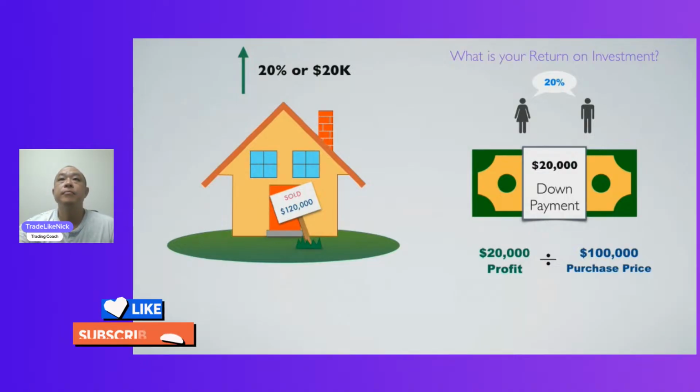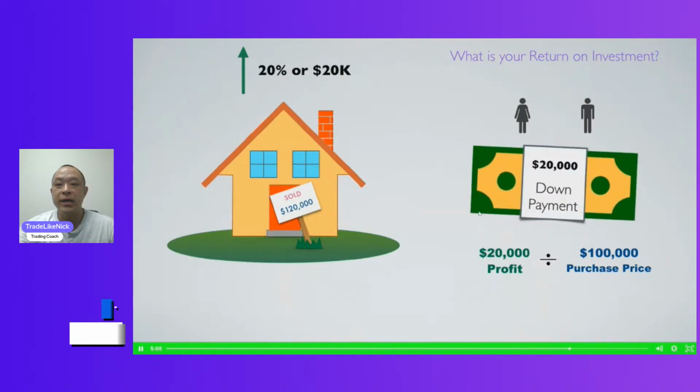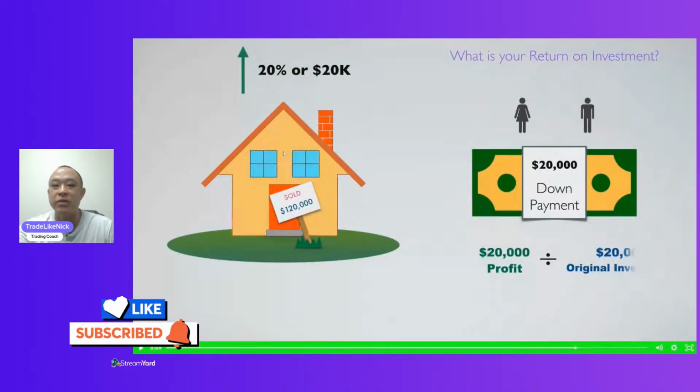But this is incorrect. Since you only put down 20%, or $20,000, and borrowed the rest from the bank, your original investment is only $20,000. People think they only make 20% if the house goes up $20,000, because they base it off the $100,000 of the house. But if you only put $20,000 down, you actually made $20,000 off of your own $20,000 that you put down. You actually made 100% on your investment because you didn't put down the full $100,000.